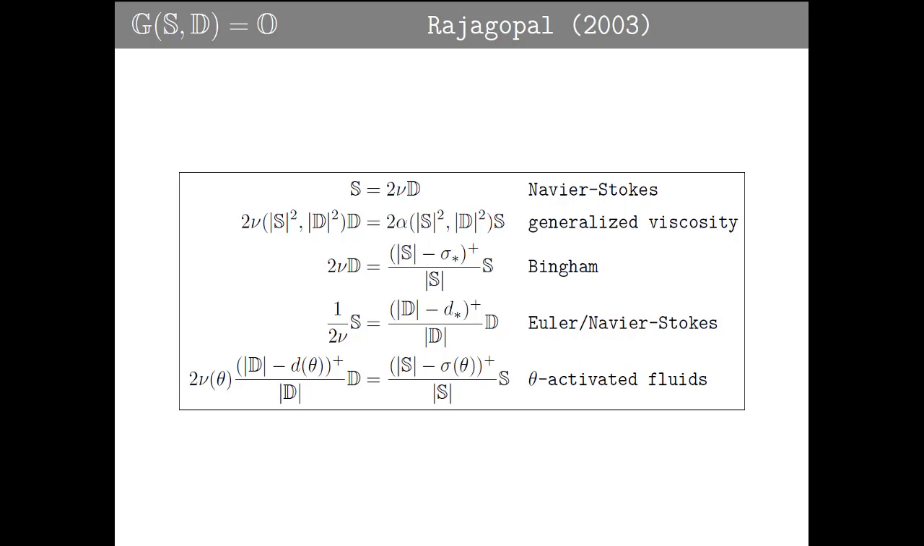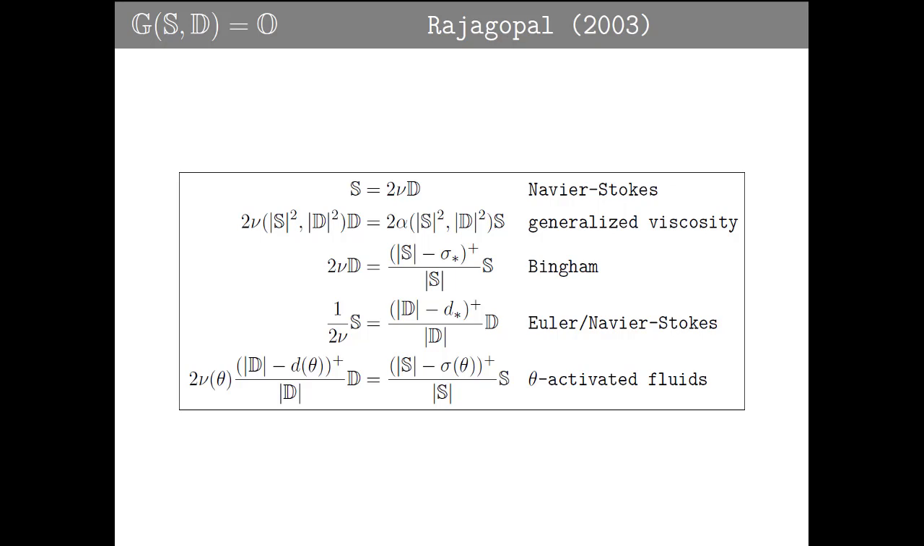Since we started to be interested in this symmetric relation between S and D, the dual model to this is activated Euler. Basically you have a fluid which behaves like Euler, but at a certain threshold D star it becomes activated and behaves as a Navier-Stokes fluid. This description seems not to be addressed in fluid mechanics books, so maybe it is just some useless model, but maybe not. In particular, since it lies between classes which are of significant interest in the mathematical community.